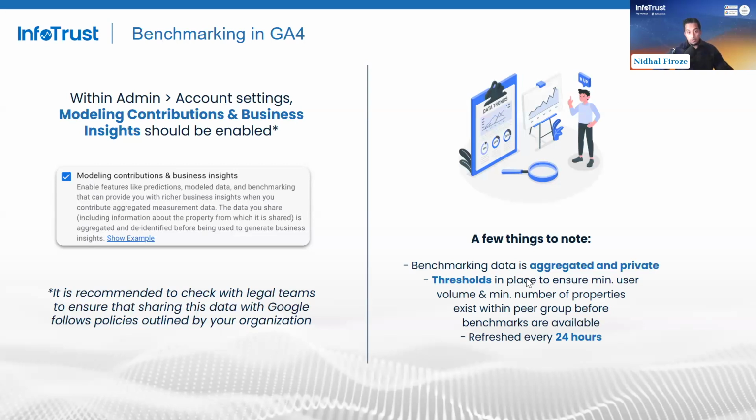So we've already talked about the thresholds that are in place, such as the minimum number of properties within a peer group that have this data available before it becomes available in that peer group. And then it's also refreshed every 24 hours. Benchmarking data is aggregated as well as private, so it is encrypted, and hence row level data or broken down data will not be accessible. It's just these high level trend lines and the range of data within those trend lines that becomes available.